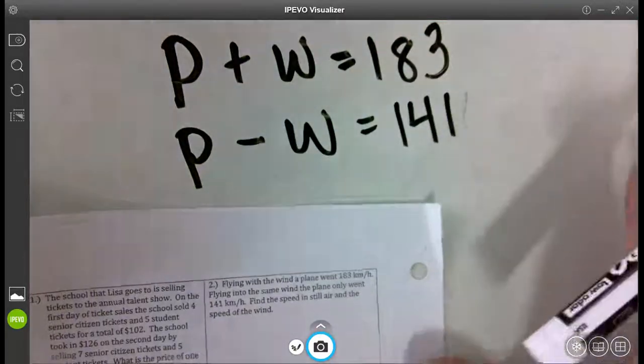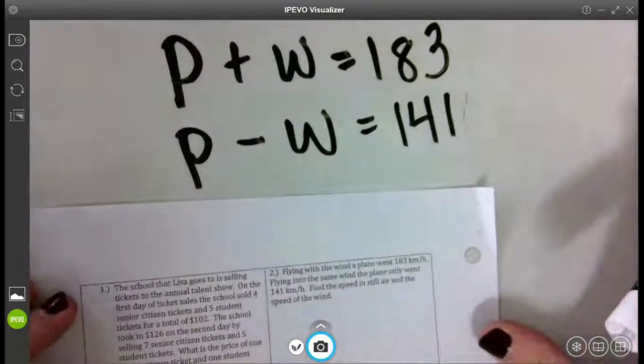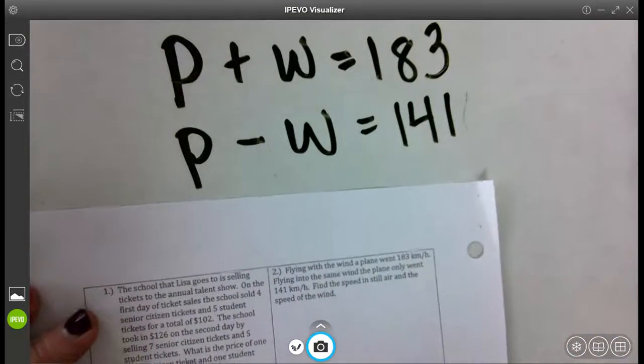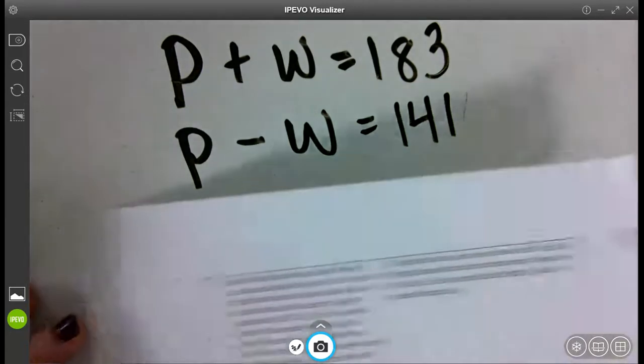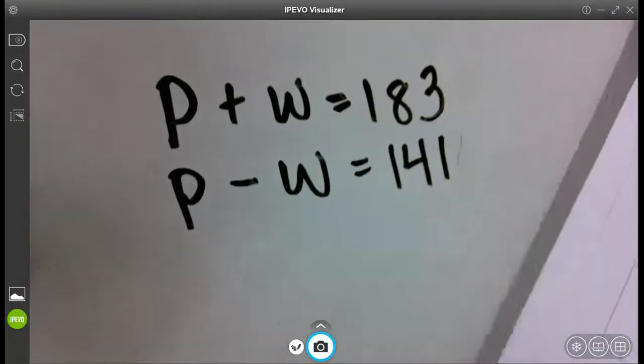Okay, this is very flawed. You're not going to have the exact same speed, the exact same wind, but just for solving sake, to slowly get you to harder problems, this is what you would do. It says find the speed in still air and the speed of the wind. So you could use elimination or substitution.